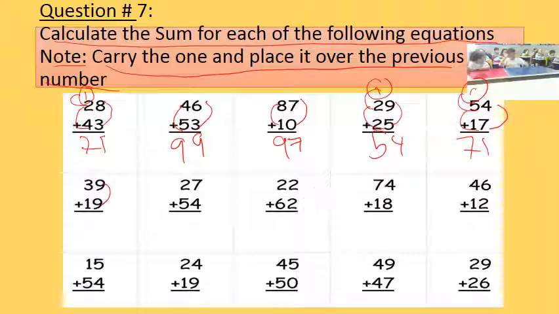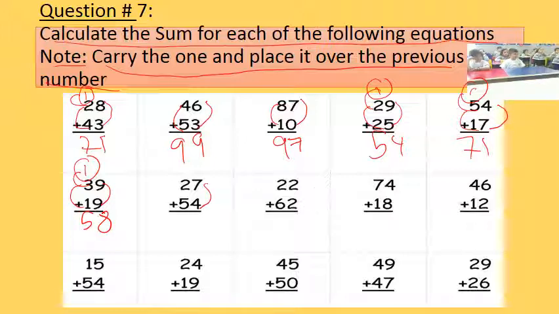9 plus 9. 9 in your head and 9 in your finger. 10, 11, 12, 13, 14, 15, 16, 17, 18. Okay, 8 here. We carry the 1. We put it over the 3. 1 plus 3. 4. 4 plus 5. 4 plus 1. 4. What is the answer?